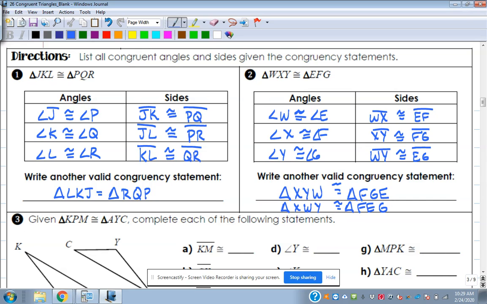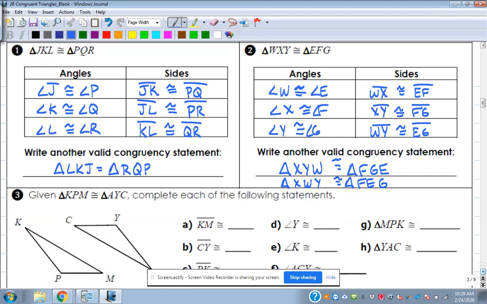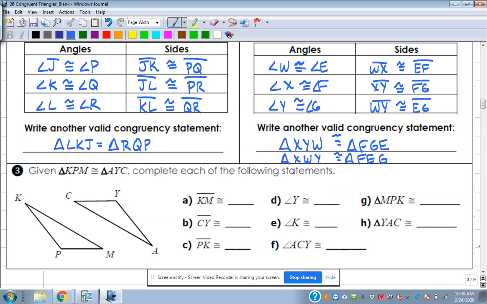So to make sure that you're changing the order in the right way. All right. Number 3 there gives us triangle KPM is congruent to triangle AYC. Complete each of the following statements. So we're just filling out the congruency statements there for each corresponding part.